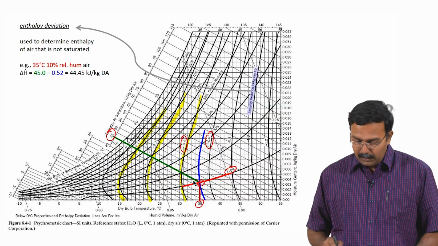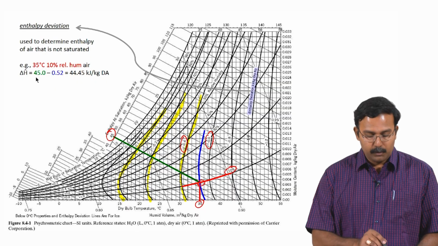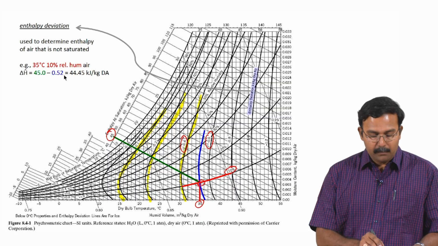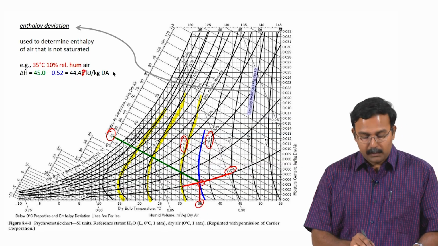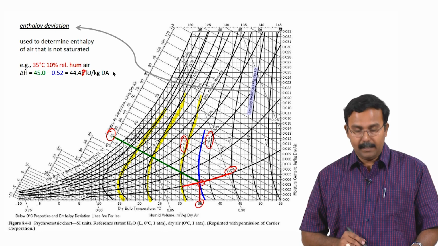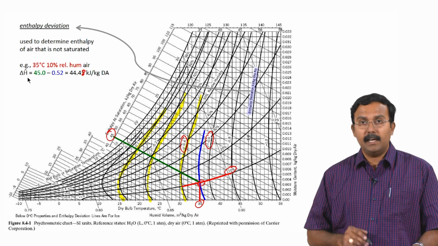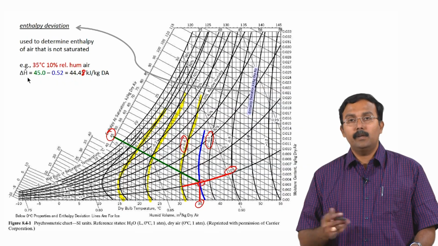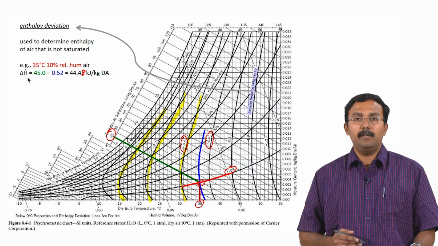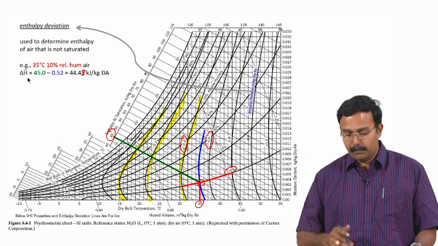So, this was identified to be minus 0.52. So, it would be 45 minus 0.52, which should actually be 44.48, not 45 kilojoules per kilogram of dry air. So, this would be the delta H cap. So, this gives you the way you can actually get specific enthalpy for any air water mixture from this curve.